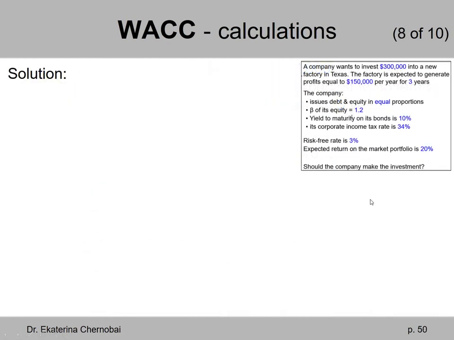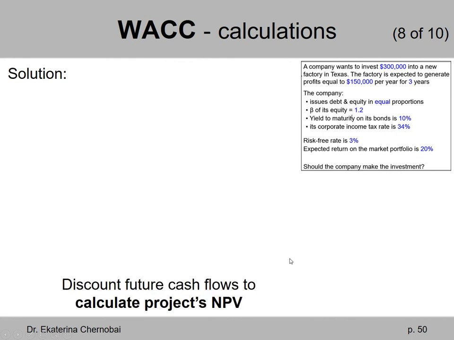Let's see how we should approach this problem. To answer the big question, should the company make the investment, essentially we would need to calculate the project's net present value. So we need to discount the future cash flows estimated for this project. The project's cash flows are given. We need to invest $300,000 and this 3-year project will generate $150,000 per year.